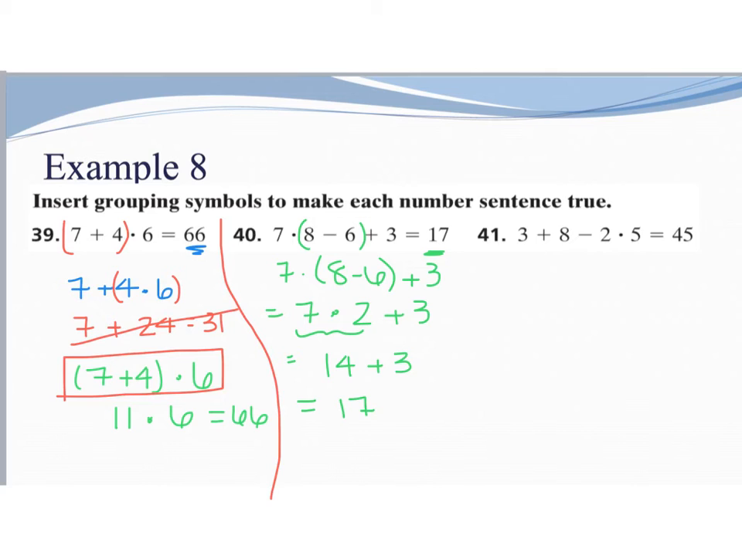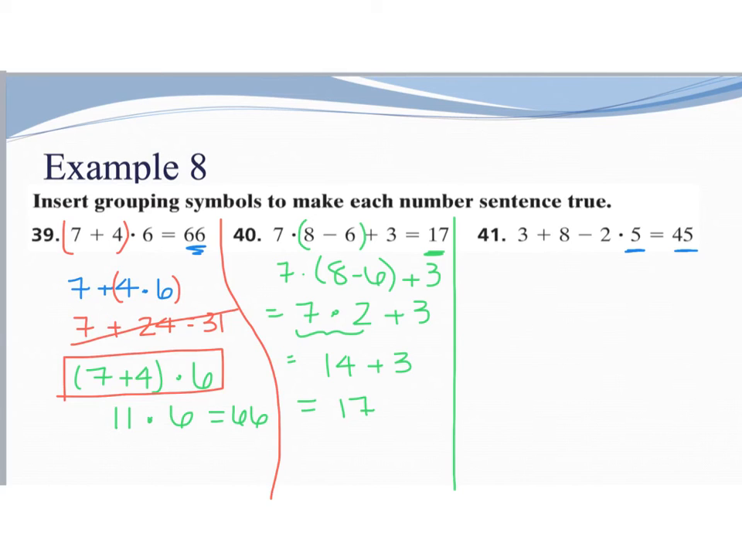Now for my last example, number 41, I have 3 plus 8 minus 2 times 5. When I look at this, because I want my answer to be 45 and it ends in a 5, I know I'm going to want to multiply something with a 5. So I'm going to try and put my parentheses in the front part of this problem, because I see right away if I were to group the 2 and the 5 together, 2 times 5 is going to give me 10. So that doesn't give me the 5 like I need to end up with an answer of 45.